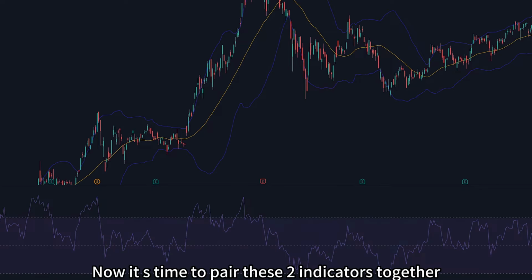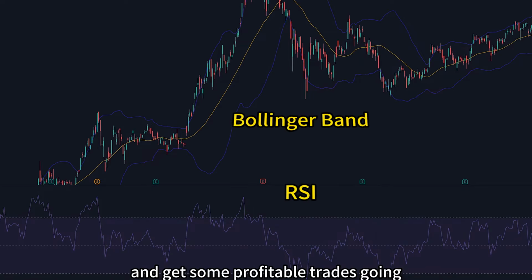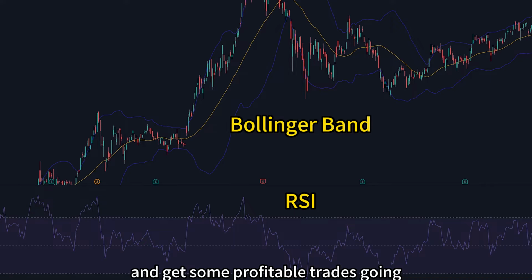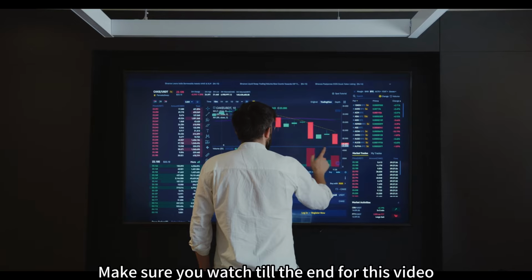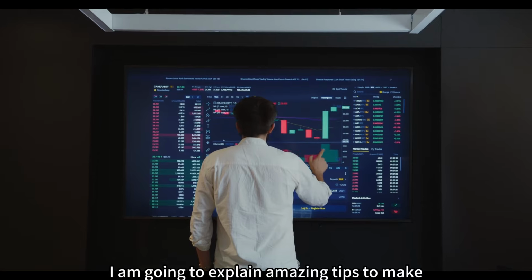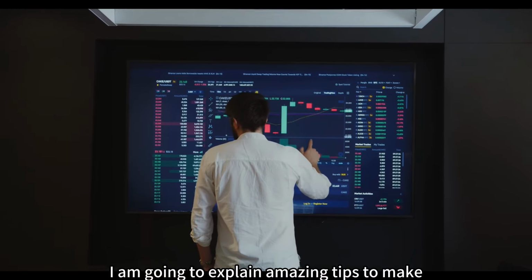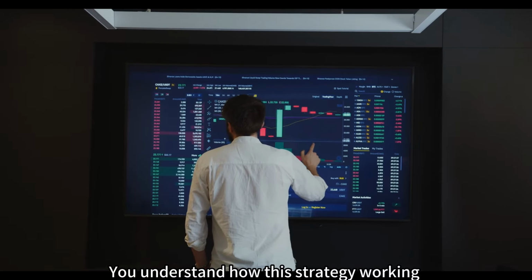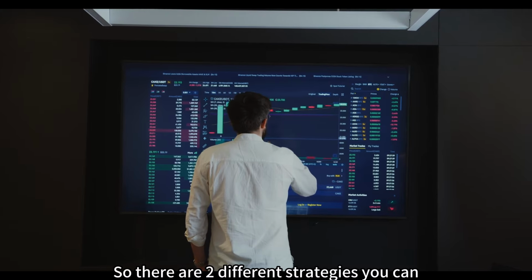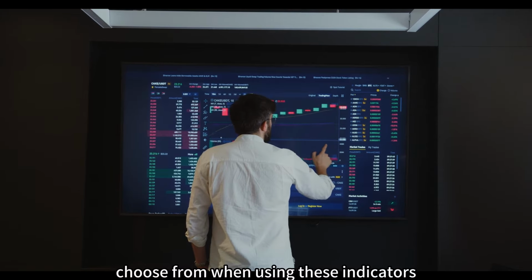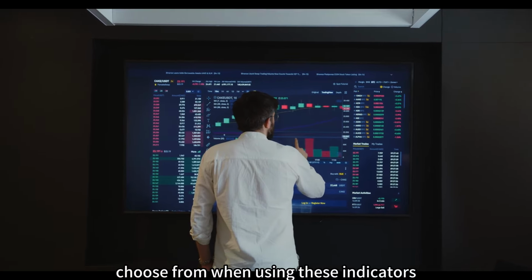Now it's time to pair these two indicators together and get some profitable trades going. Make sure you watch till the end of this video because I'm going to explain amazing tips to help you understand how this strategy works. So there are two different strategies you can choose from when using these indicators.